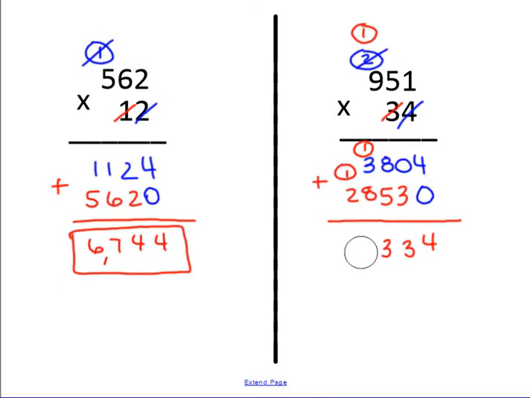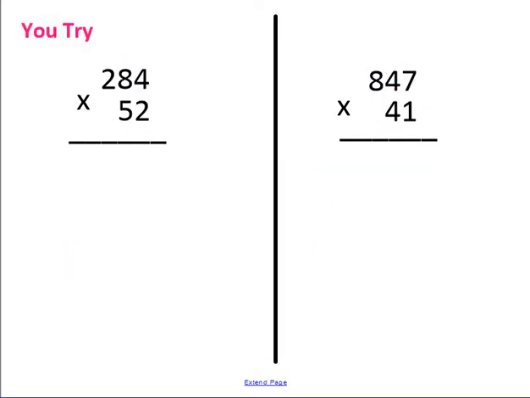Let me erase that, make it look like a better 12, or better 2. And then 1 plus 2 is 3. So my final answer is going to be 32,334. All right, now I have 2 for you to try on your own.